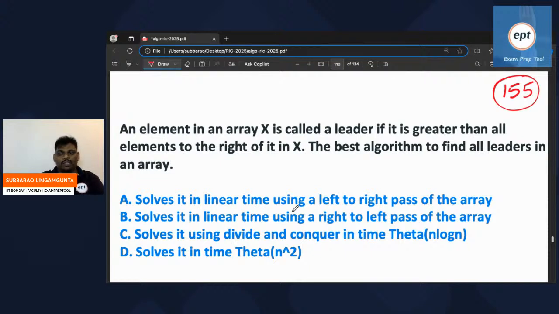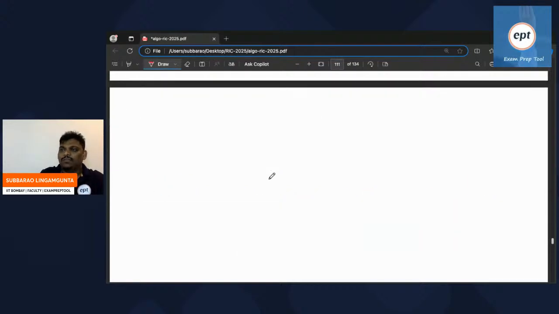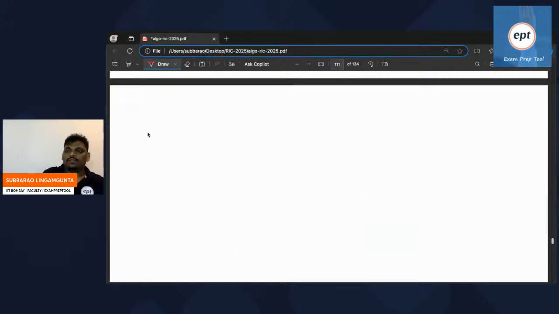Can you see this? What is the answer? Yeah, I will try this. It is one of the nice problems.